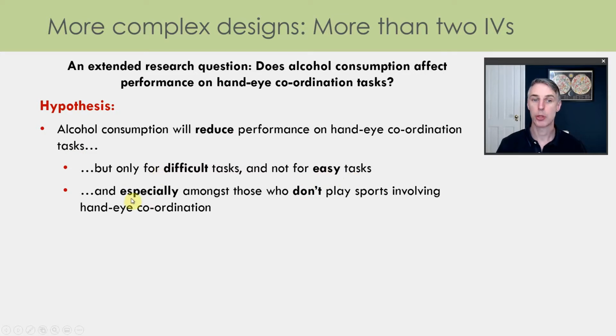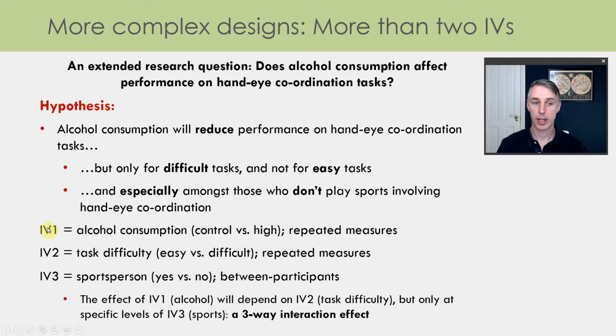But in turn, this would be especially so amongst people who don't play sports involving hand-eye coordination. The logic being that people who regularly play sports that involve hand-eye coordination will be more resilient to the effects of alcohol on hand-eye coordination tasks because they're just a little bit better practiced at them. So now we have the same 2 independent variables as in the earlier example, alcohol consumption and task difficulty, both of which are repeated measures. But now we've also got a third independent variable. We're coding for whether the participant is a sports person versus not, and that's between participants.